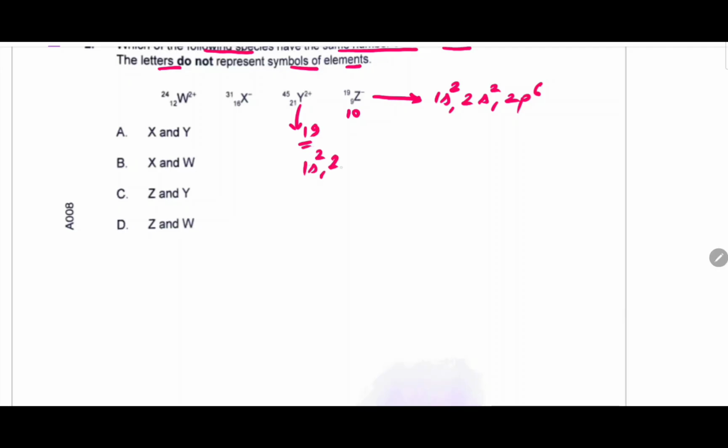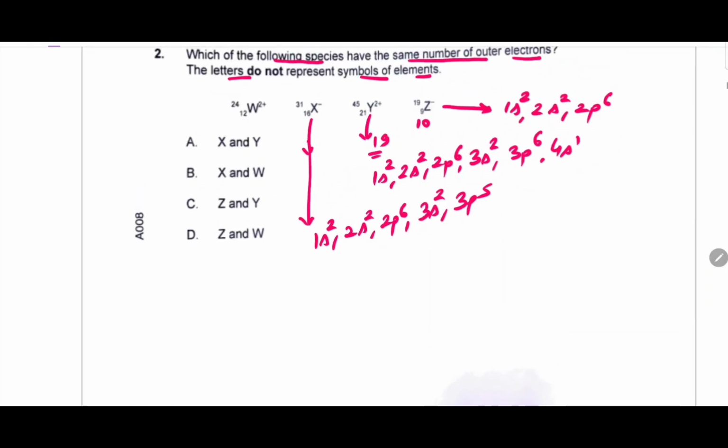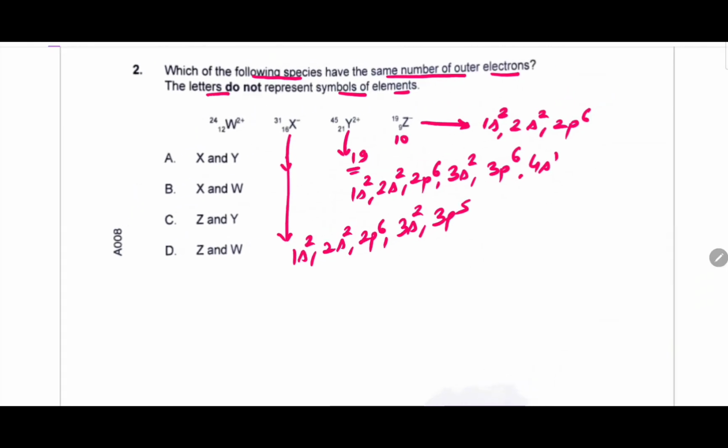Configuration is 1s2, 2s2, 2p6, 3s2, 3p6, 4s1. This should be the configuration of Y2+. X minus, it will be 16 and 1 added, 17 electrons. Configuration will be 1s2, 2s2, 2p6, 3s2, 3p5. Now next is W2+, that is out of 12, 10 electrons are left behind. There are 10 electrons, there are 17 electrons, there are 19 electrons, and there are 10 electrons.